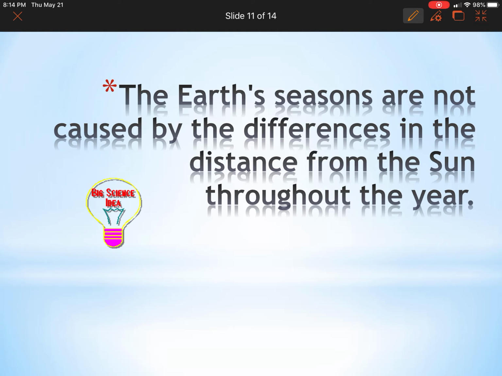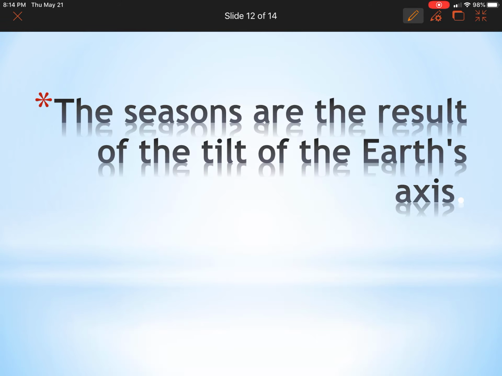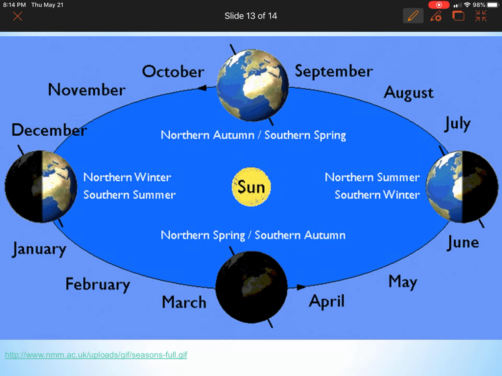Okay, now, big idea. This is the big idea. It says big science idea. This is what you're writing down. And again, the Earth's seasons are not caused by the differences in the distance from the sun throughout the year. They are the result of the tilt of the Earth's axis. Good.